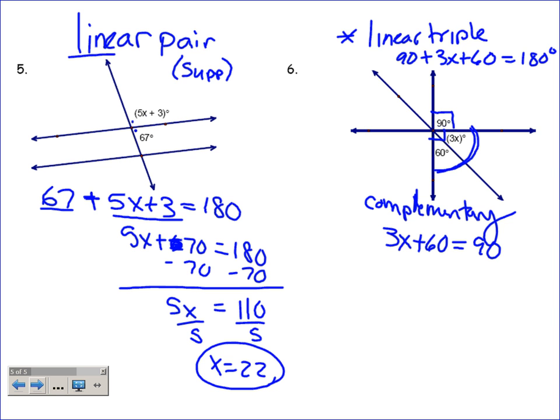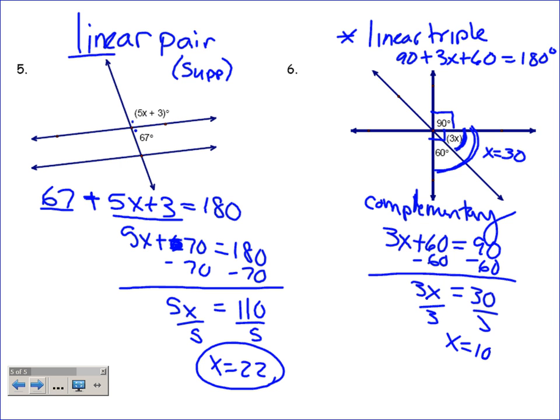If you said x equals 30, then this angle right here by itself would be 90 degrees. So that'd be 90 plus 90 plus 60 all in one line. That'd be 240 degrees as opposed to 180. So be careful with that. Either way that we solve this, when we subtract 60 from both sides or subtract the 150 from both sides, we then have 3x equals 30. Divide both sides by 3, and x would equal 10. Either way, it'll turn out that way.